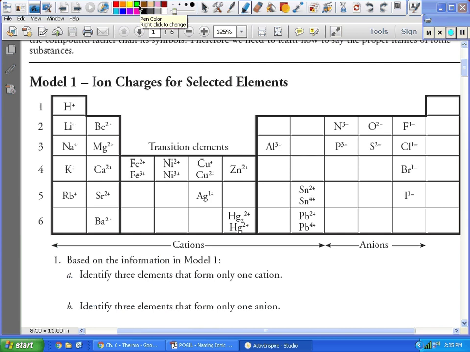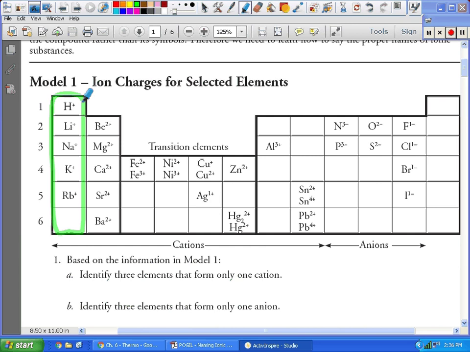So what do you notice about this entire group that I just circled in green? They're all 1 pluses. Now, my question to you is, what group is that? Group 1. What's the name of those things? The alkali metals. Now, let me ask you something. How could you know that all of group 1 is +1?